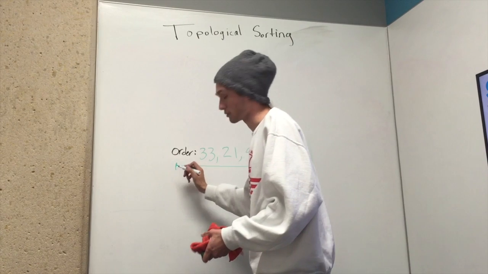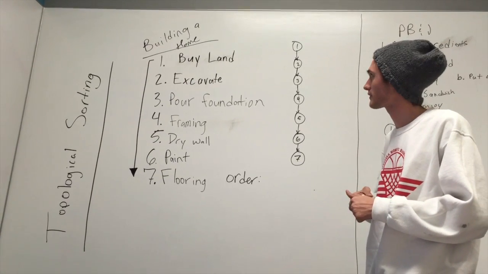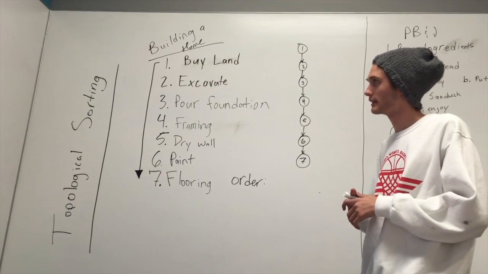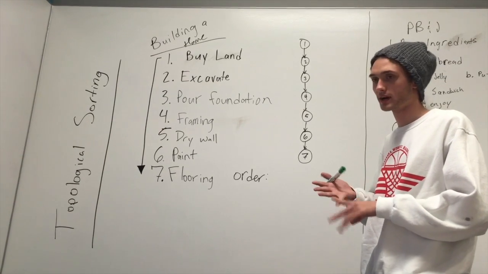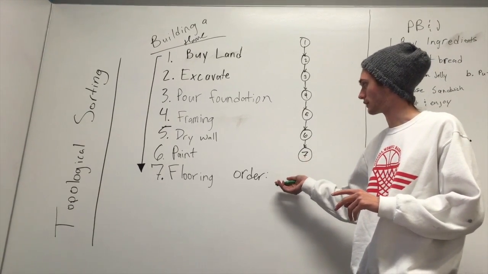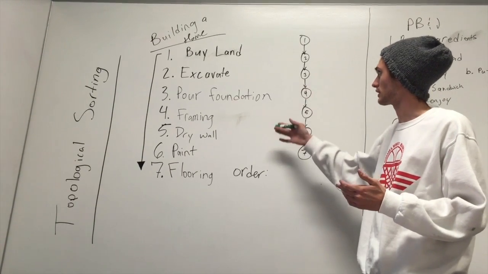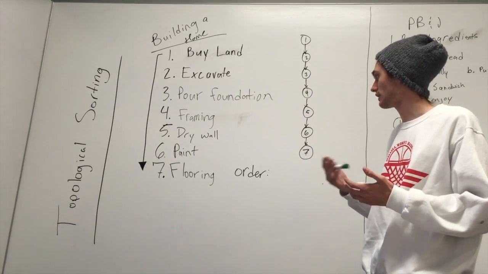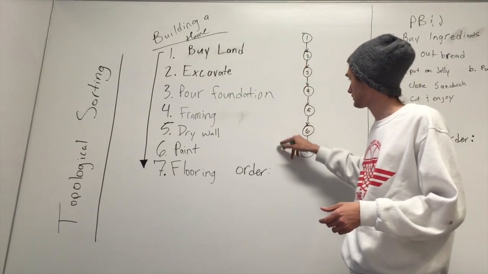Next, we'll look at some real-life applications. For our first real-life example, we have building a home. Your first step in building a home is oftentimes buying land. Next, you do some excavation, you pour the foundation, you do the framing, drywall, painting, and then flooring usually is the process. We see it as a very set structure. It has one after the other. There's not much overlap. Now, in some of the smaller tasks, you might see overlap, but this is the basic structure.